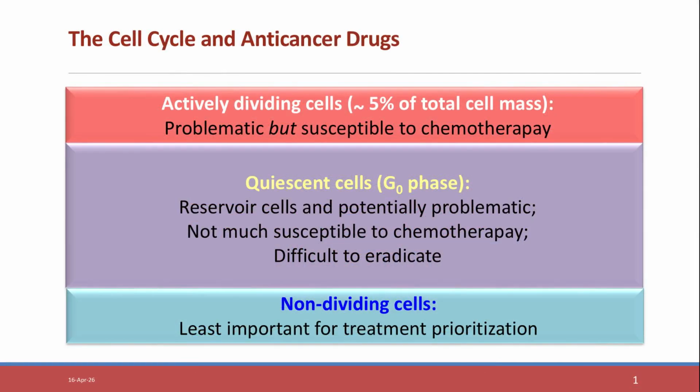Only a small proportion of tumor cells are actively dividing and susceptible to chemotherapy. Quiescent cells in the G0 phase act as a reservoir and are difficult to eradicate, which explains relapse after treatment.